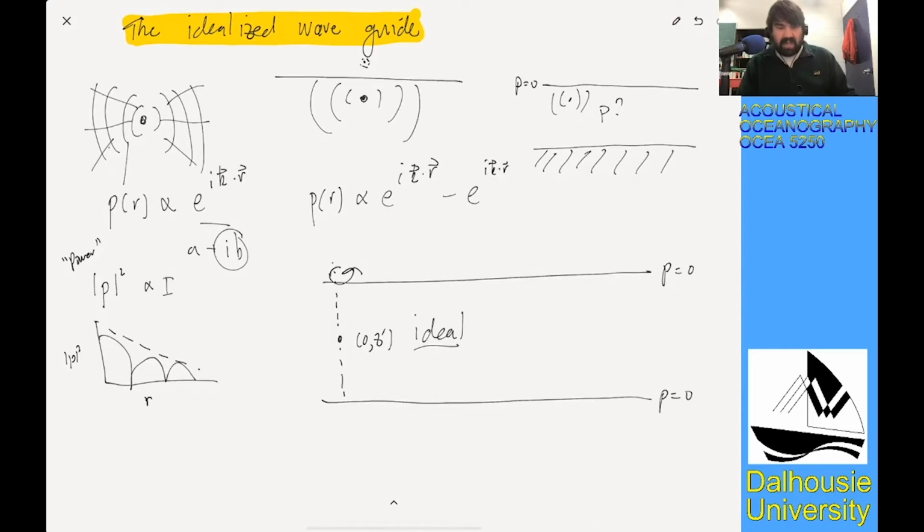So that keeps things simple. We don't have to worry about that third dimension. And we're going to say that the bottom is flat, the surface is flat. So this is a range independent environment. And we're going to put our receiver somewhere out here. Receiver at r and z.